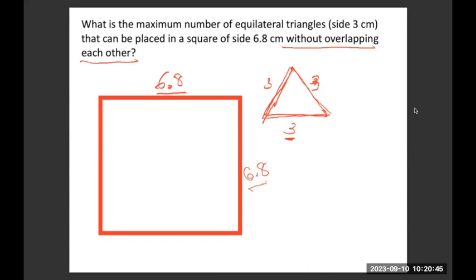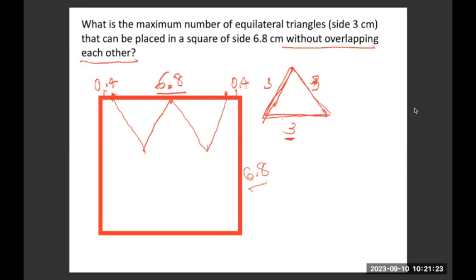So in this case, I know it is 3. This is 6.8. If I were to add 2 equilateral triangles side by side on this side, with sides of 3, the total length will be 3 plus 3, 6. I will be left with 0.8, which will be part 0.4 and part 0.4. So I say, chalo, this is possible, no problem.